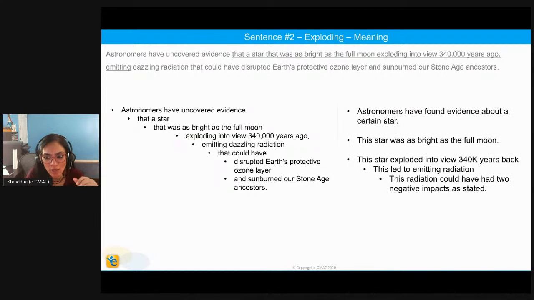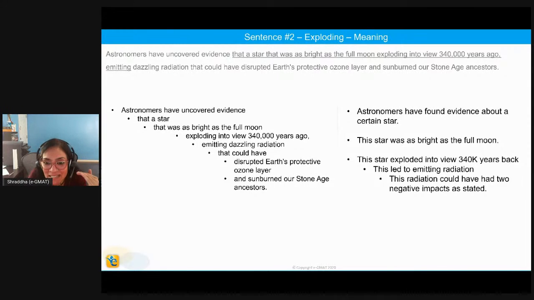So, from this sentence, what we can gather is that astronomers have found some evidence about a particular star. What is that information? The information is that this star was as bright as the full moon, and this star exploded into view some number of years ago. When it exploded, it emitted dazzling radiation. And then the author says that there is a possibility that this radiation disrupted the protective ozone layer of Earth, and by doing so, it sunburned our Stone Age ancestors. So this is the overall meaning that we get from the sentence.